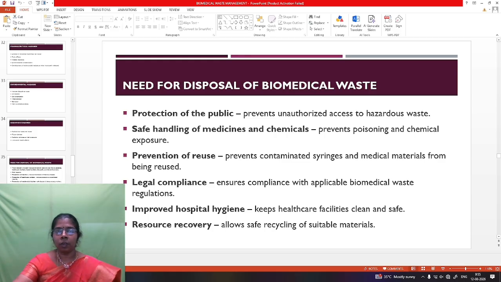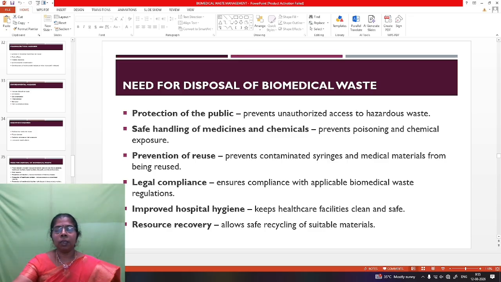The hazardous waste should be handled only by the healthcare workers, that is, authorized persons only. The healthcare organizations will allow only these workers. Unauthorized persons, the organizations won't allow. That is the protection of the public.